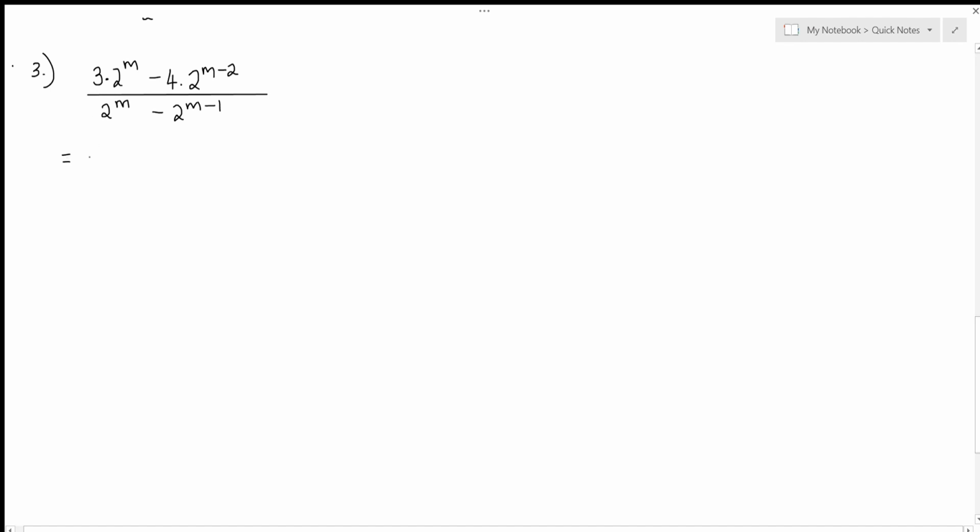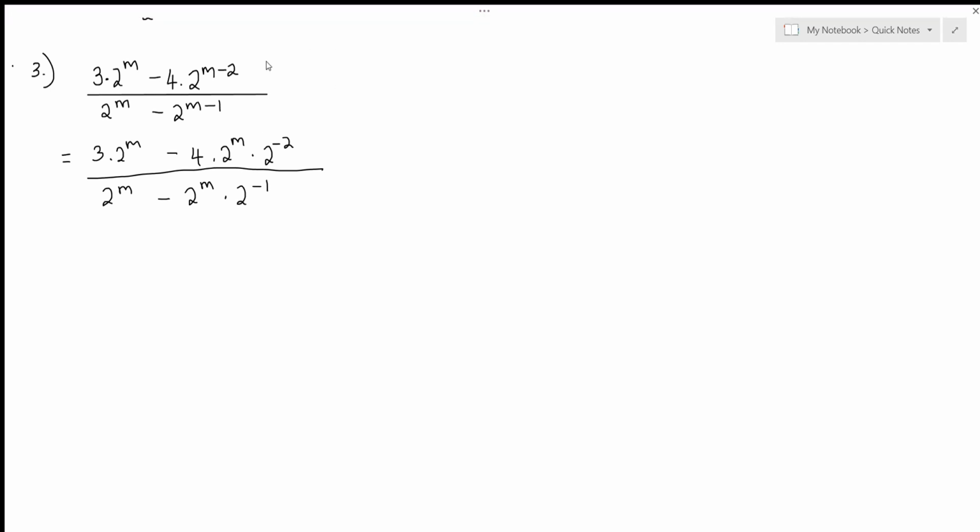So here we have 3 times 2 to the power of m minus 4 times, now let's separate, that's going to be 2 to the power of m times 2 to the power of negative 2, over 2 to the power of m minus 2 to the power of m times 2 to the power of negative 1. So we look for a common factor here. We have 2 terms in my numerator and we have 2 terms in my denominator. So we look for our common factor. And our common factor in the numerator, looking at my exponents, is 2 to the power of m.